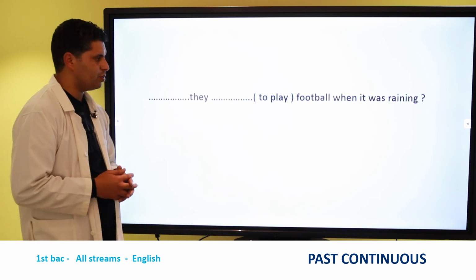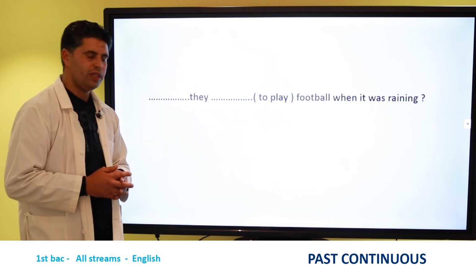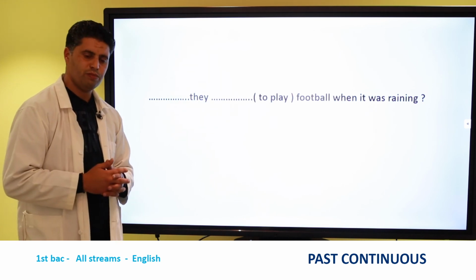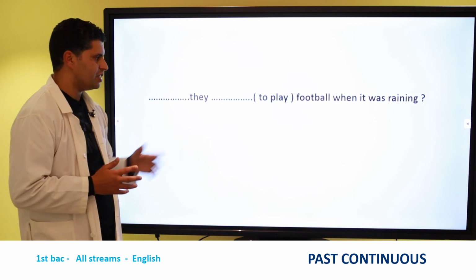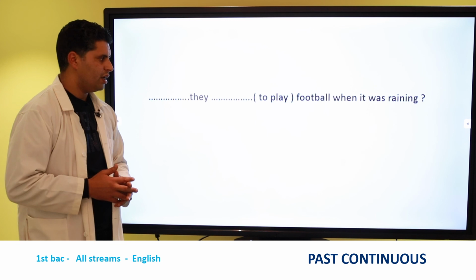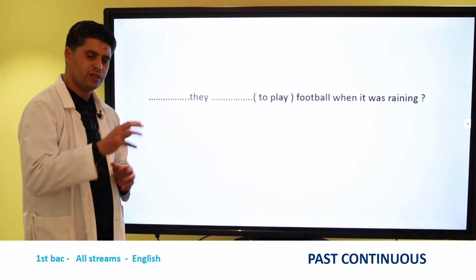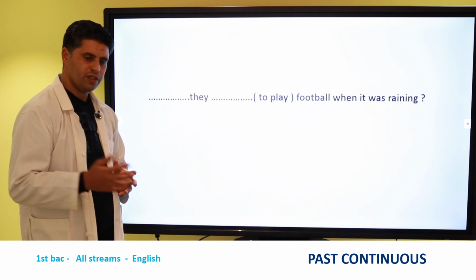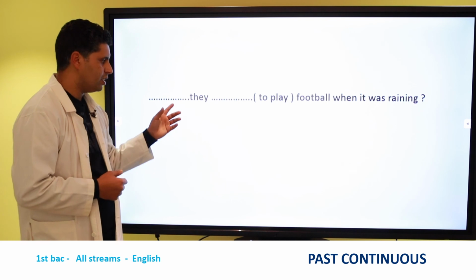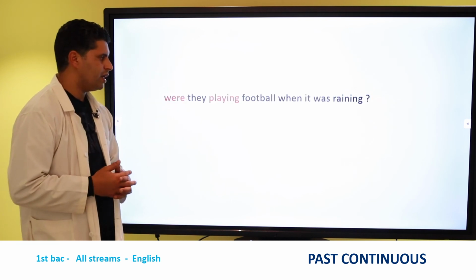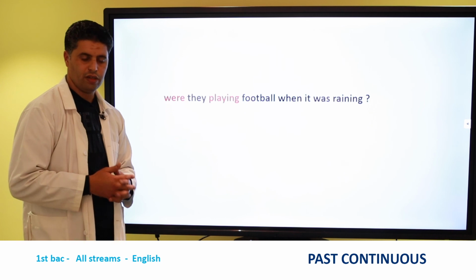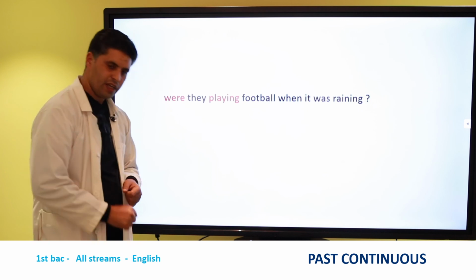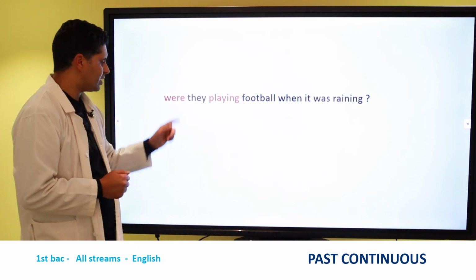The last example that we have here, as you can see, is the interrogative form, or the question form. It means that we have to make the inversion of the subject. The verb is to play, and this verb shows a long action, which is playing. So what should you say? The answer is, were they playing football when it was raining? So this is the best answer. Here we have made the inversion of the subject, as you can see.